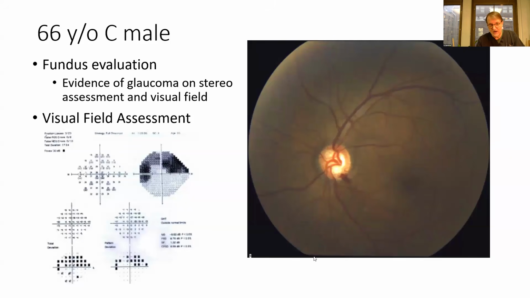You see an RNFL defect, even in clinical photography. Here's a relatively normal RNFL. Here is an area of RNFL dropout, and right along the edge of it, we now have a Drance hemorrhage, which suggests progression. Visual field is consistent with that clinical finding.